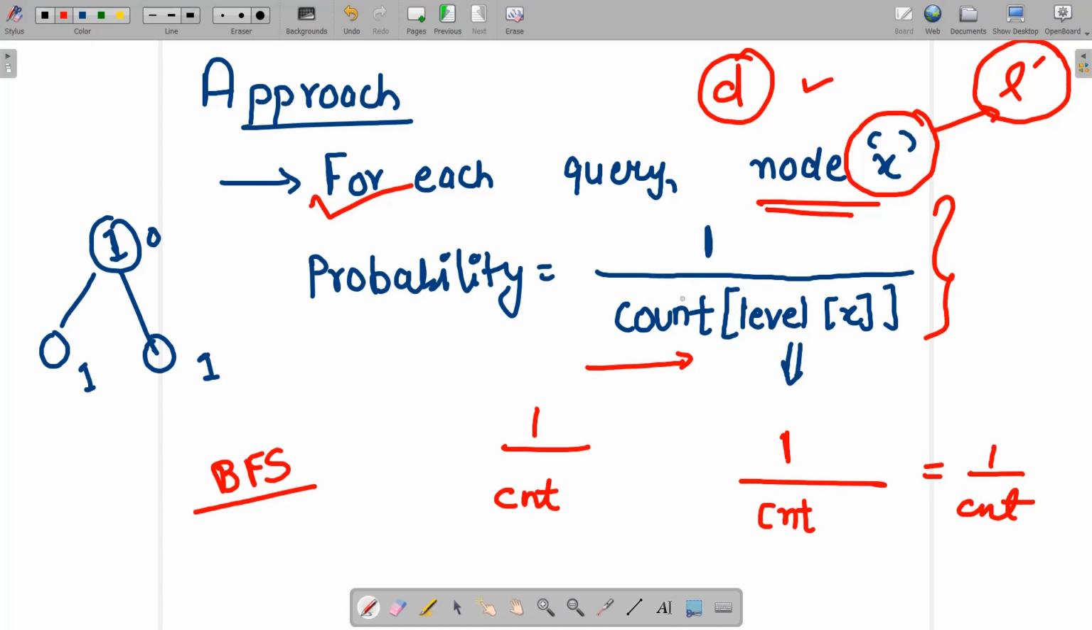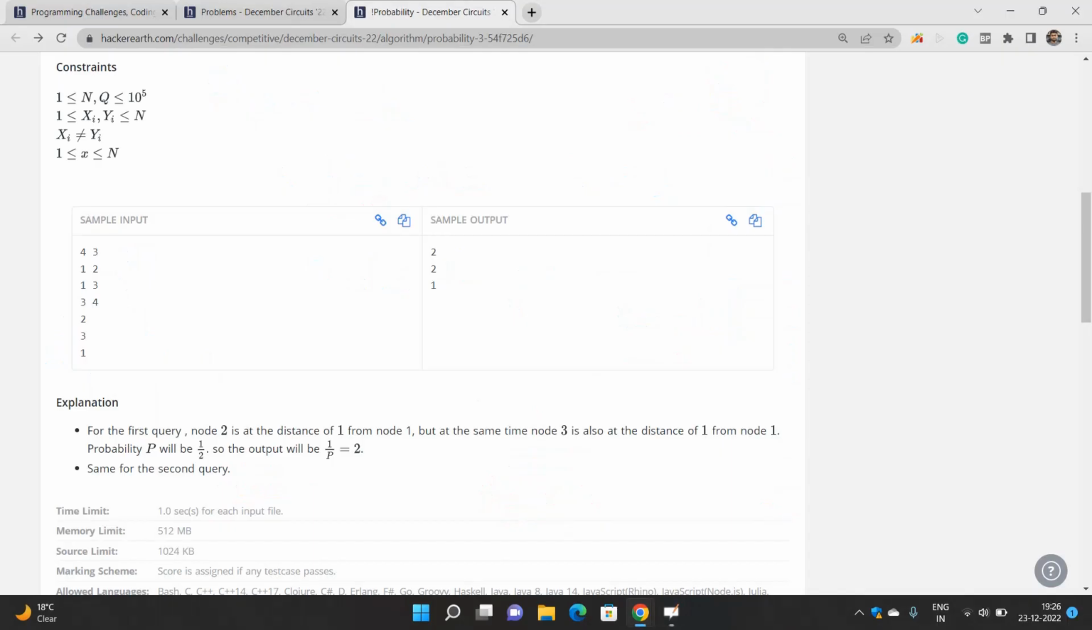The denominator factor comes very simply, because the distance from the root node 1 to the node x is d, and each node that is present in this level of node x will have the same distance d. So the total number of nodes is going to be count, and the number of ways to reach the node x is 1. So our probability is 1 by count. Okay, so that will be our answer for each query.